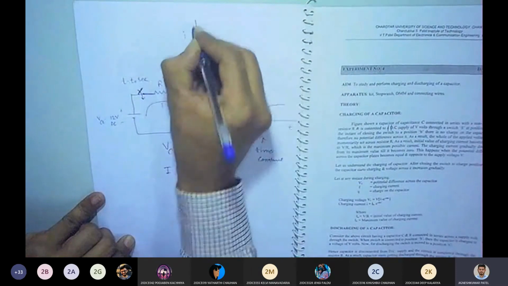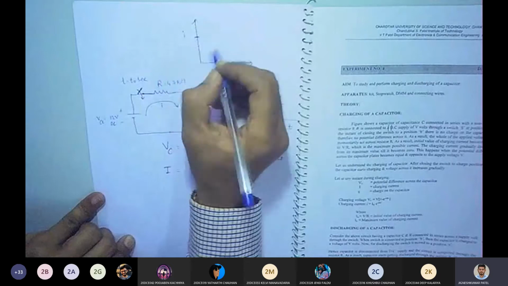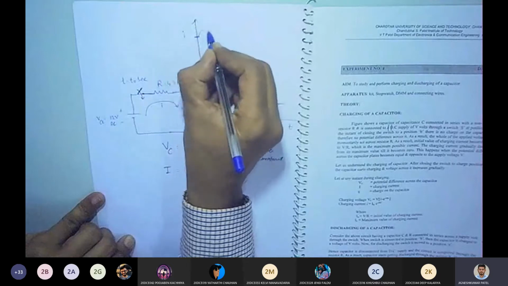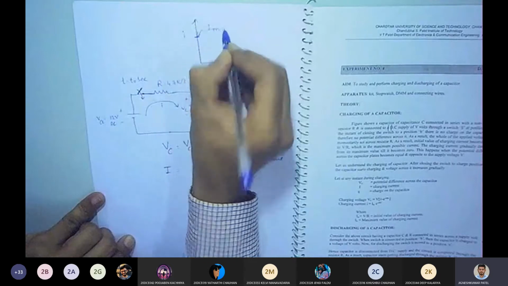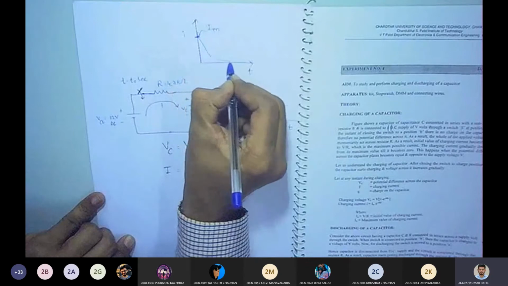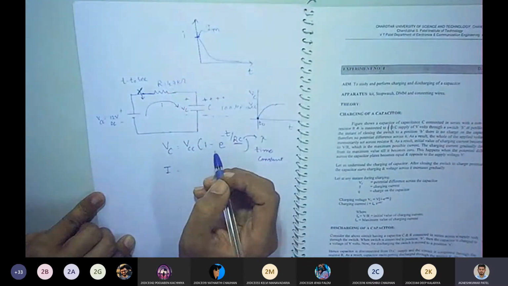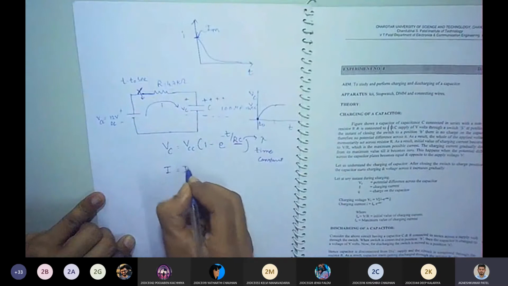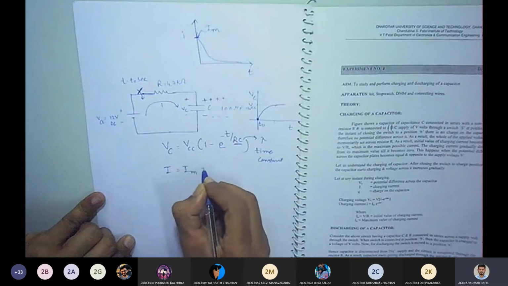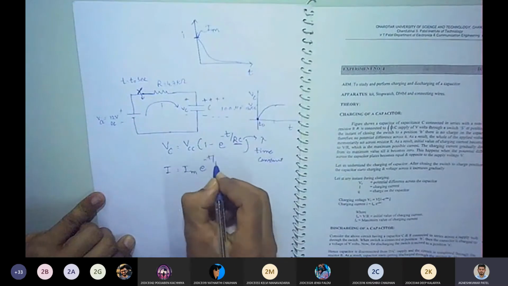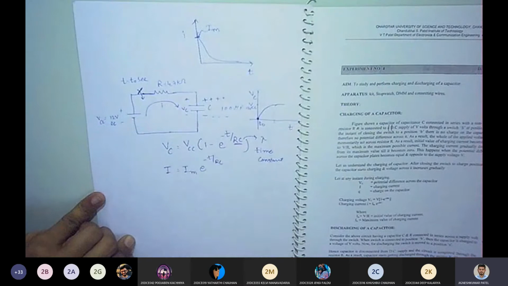If I want to draw the curve for the current, it is like this. Here it is I, and initially we get the maximum current, which is IM or Imax, whatever you want to say, but it gradually decreases to 0. It is exponentially decreased. So we can write the equation like this: I equal to Imax e raised to minus t by RC. Again, the RC is the time constant over here. You require to multiply R and C, and you get the time constant having a unit of second.